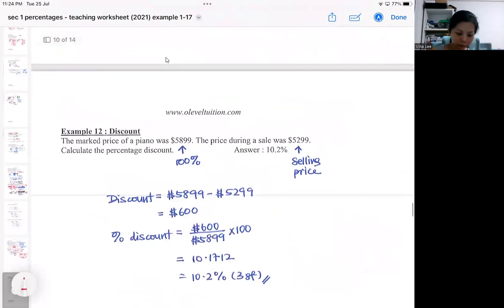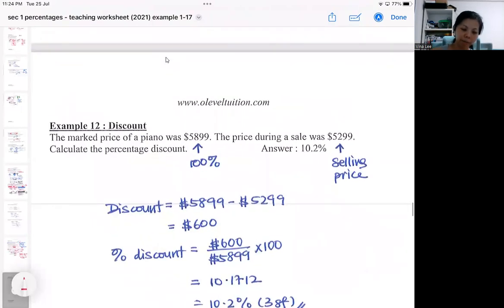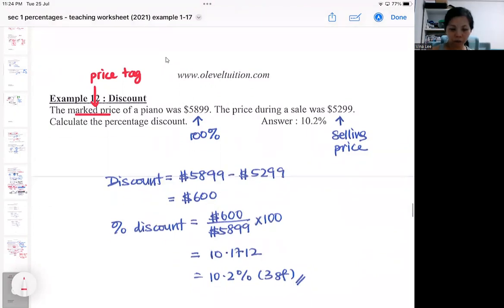The next one is also the same thing. The marked price of a piano is $5899. Like I mentioned, the marked price is the price tag. You go to a piano shop and they put a big price tag over there, but then they say now it's sale time. They are willing to sell you at $5299. How much discount would that be? You can calculate the discount to be $600.